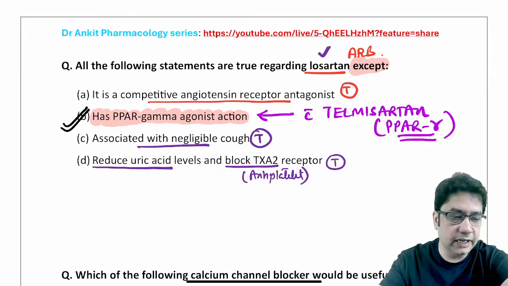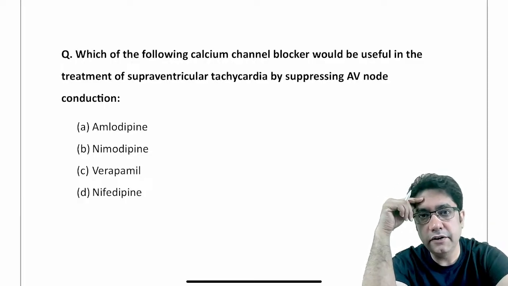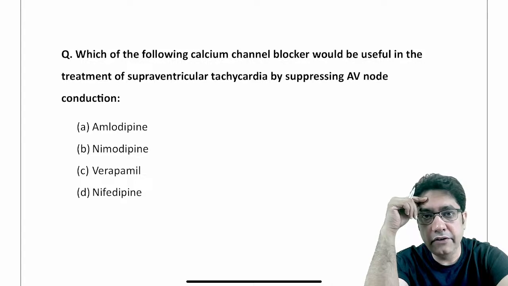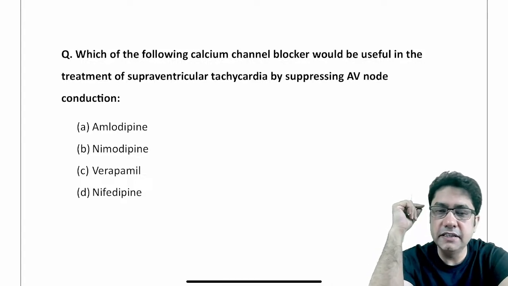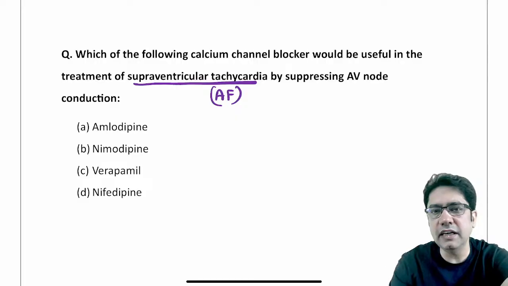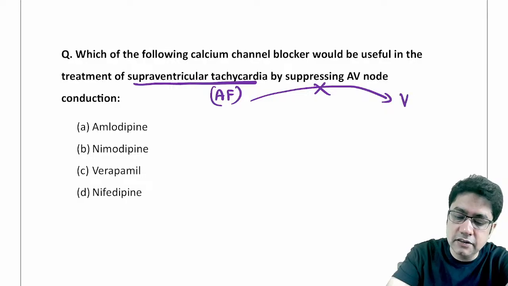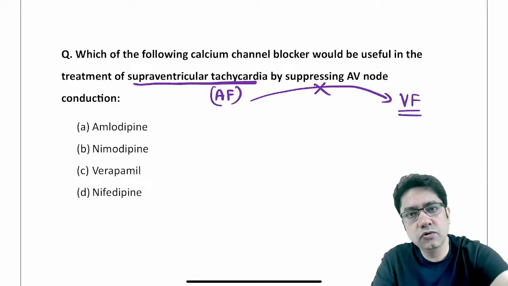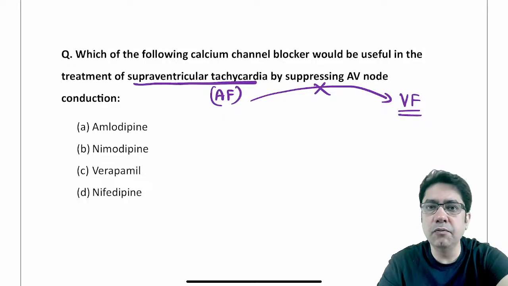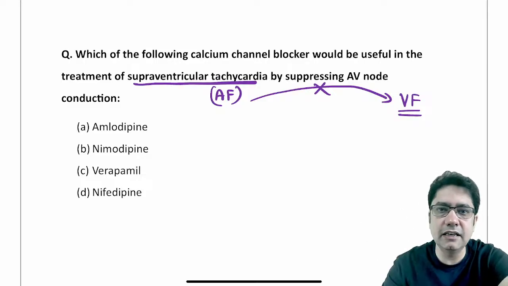Okay, fine. Which of the following calcium channel blockers would be useful in the treatment of supraventricular tachycardia by suppressing the AV node? Remember, in the treatment of supraventricular tachycardia like atrial flutter and fibrillation, you have to suppress the AV node. Because if you suppress the AV node, we can prevent the occurrence of ventricular fibrillation. So the main treatment of SVT is to block the AV node, because if these impulses reach the ventricle, VF happens. VF is dangerous, the patient dies suddenly.